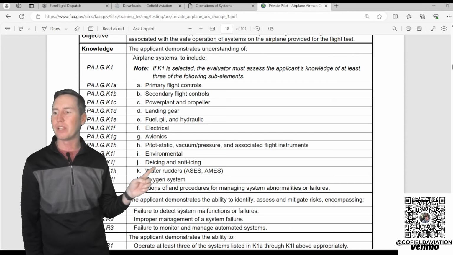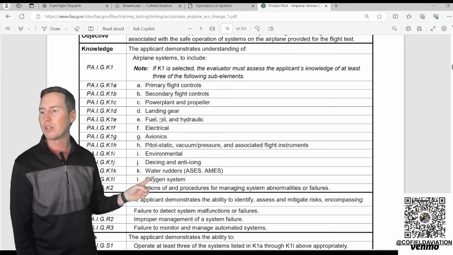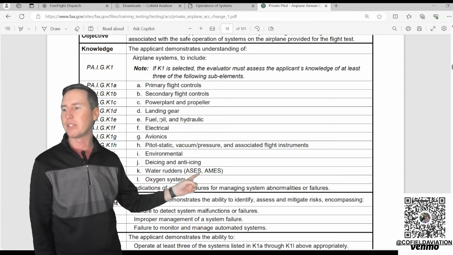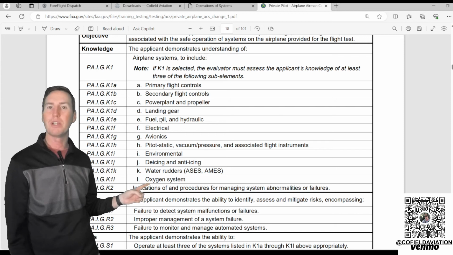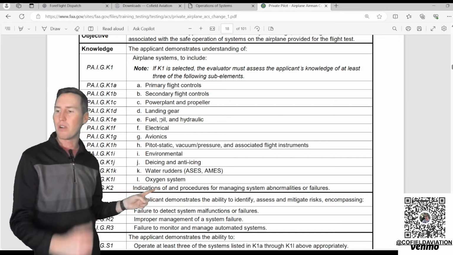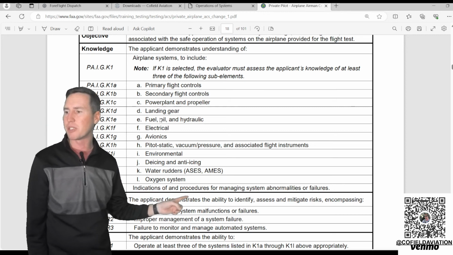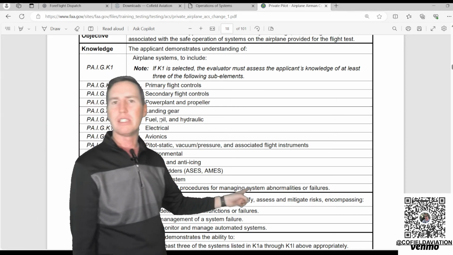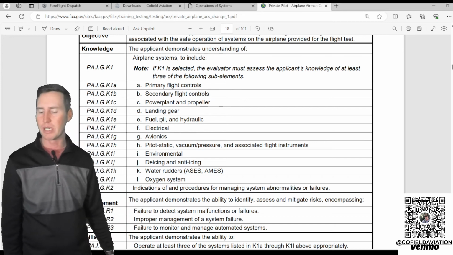De-icing and anti-icing, the only de-ice equipment we have is the Pitot heat. We don't have water rudders because that's airplane single engine sea and airplane multi-engine sea. It's not applied to us. Oxygen system, we don't have an oxygen system, but we talked about that. Indications, procedures for managing system abnormalities or failures. We talked about that, and then like if we had an alternator failure or whatever.